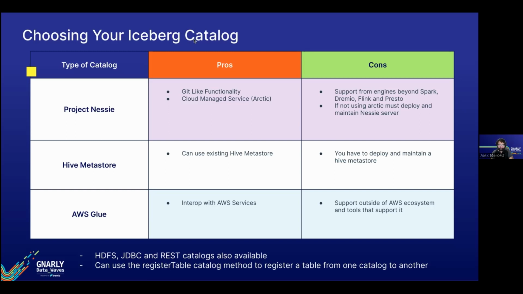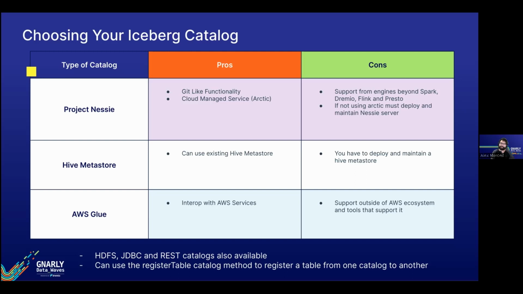AWS Glue. This is the metastore that's built into AWS. And the great thing about this is that it interoperates with all of the AWS services like Athena and Redshift. So if you're heavily using the AWS ecosystem, having your Iceberg tables cataloged there can be a nice way to get the most out of your AWS infrastructure. Although again, not every tool outside of AWS supports the AWS Glue catalog and reading Iceberg tables from there. So again, you have to take a look at your tooling and see which catalogs support what. Again, this story is becoming less of a concern.